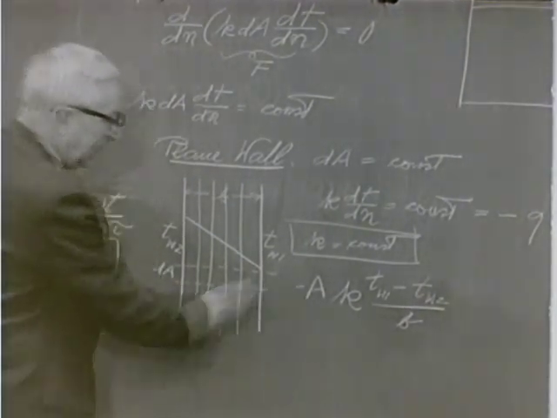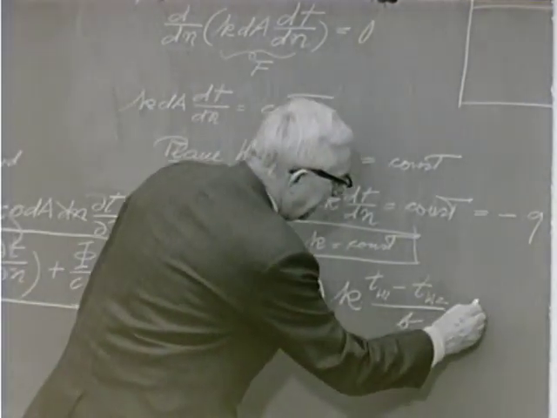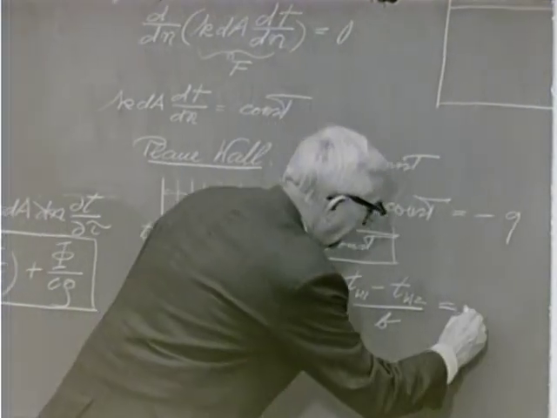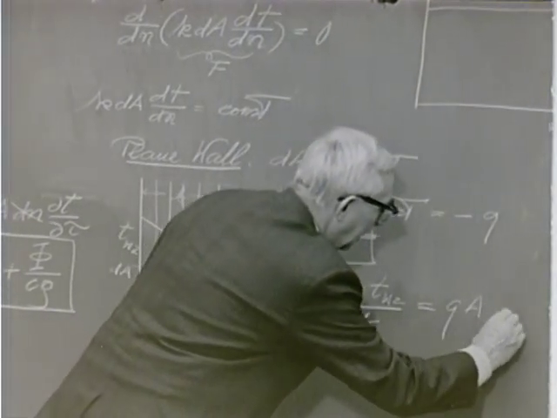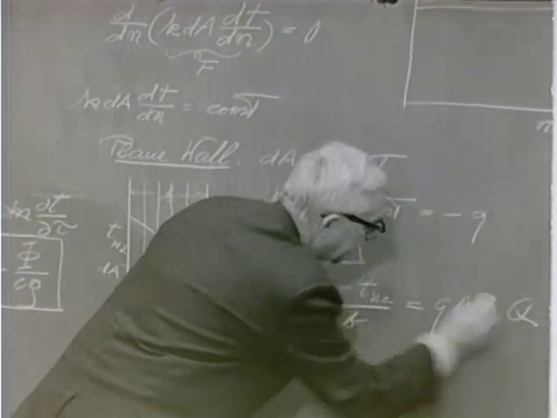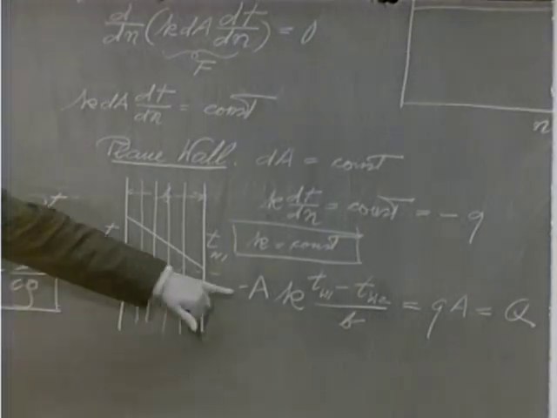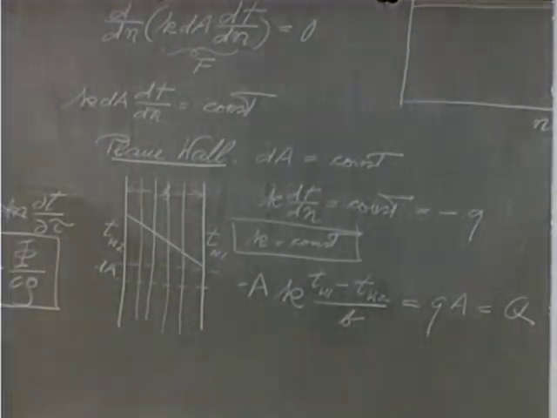And if I put the K on this side, with a minus sign, then this is equal to lowercase q times A, which we call the heat flux in itself through the area. And this is the equation with which we started out. We didn't write the minus sign, but we turned the temperature difference around.